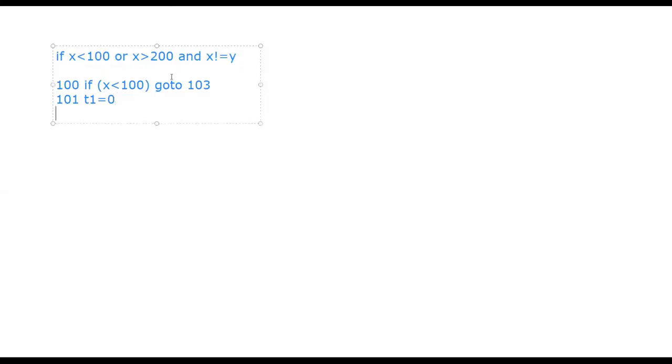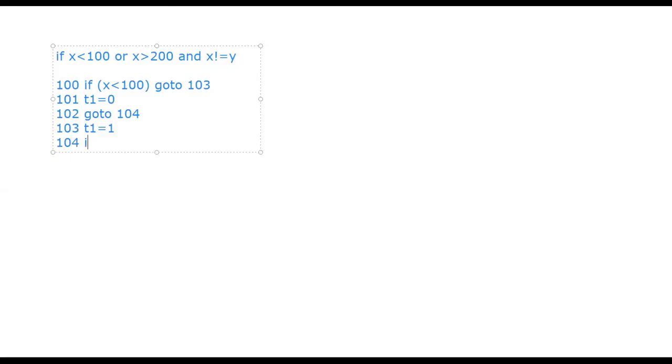Right? So at line number 102, what have I written? 104. Now in line number 103, what have I written? T1 is equal to 1, which means the condition is true. Now see, if x is less than 100, go to T1, which means the condition is true, T1 will be 1. Now, if x is less than 100 is false, the value of T1 will be 0, and where will you jump? You will jump to line number 104.